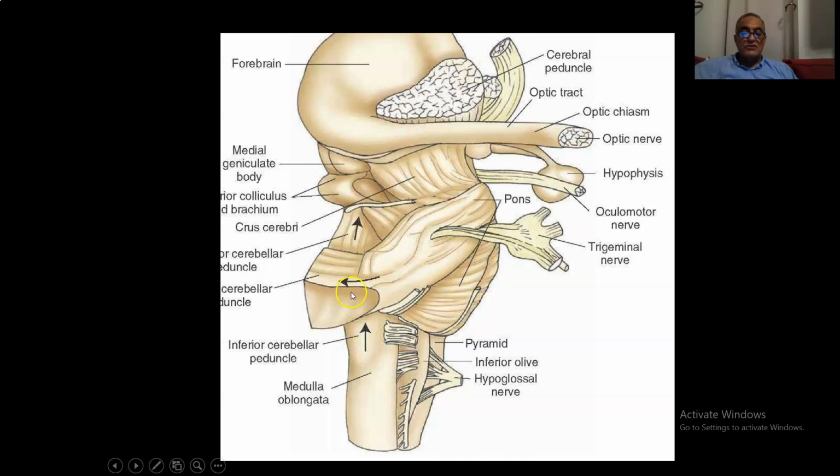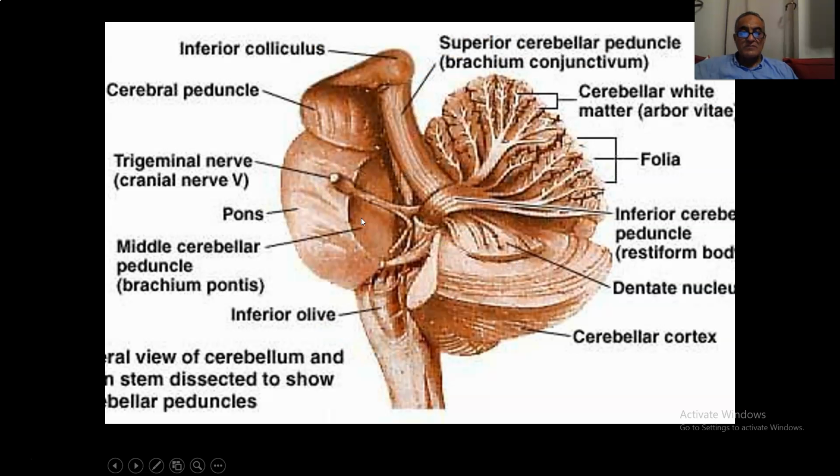So inferior, middle, superior: the restiform body, the brachium pontis, and the brachium conjunctivum, the inferior, the middle, and superior cerebellar peduncles.